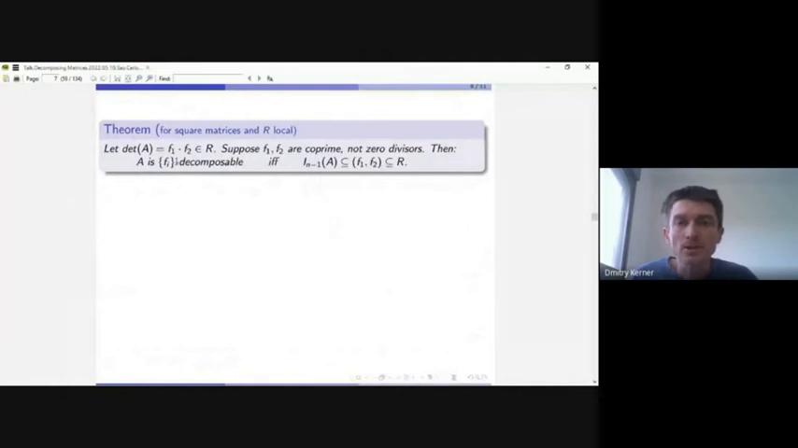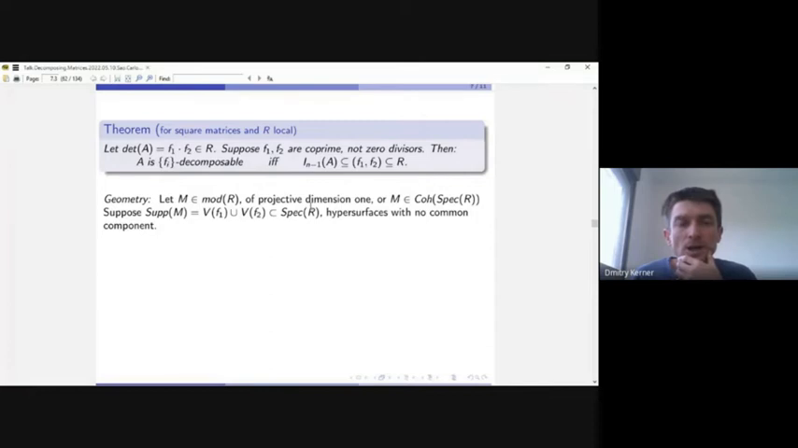So once again, here is this statement. Now, what is the geometry here? Yes, we have a module, once again, of projective dimension 1, because the matrix is square, or if you wish, a coherent sheaf on spec. And the support of this module is reducible. Yes, there are two components for the support of this module.